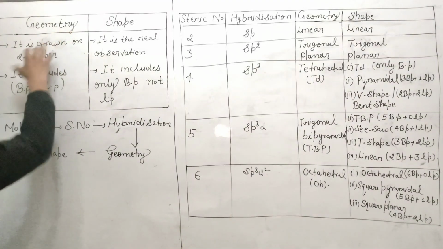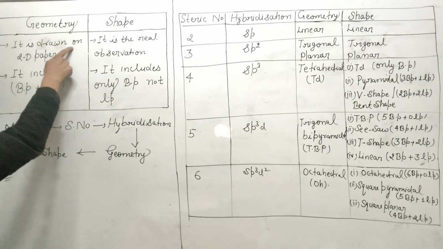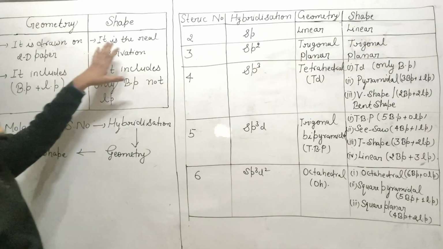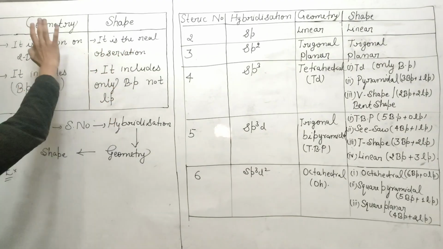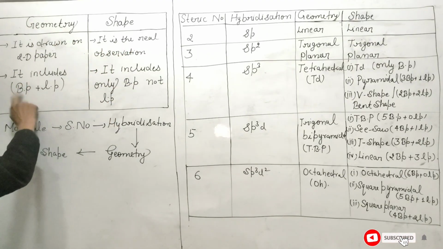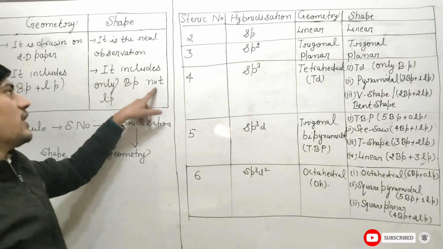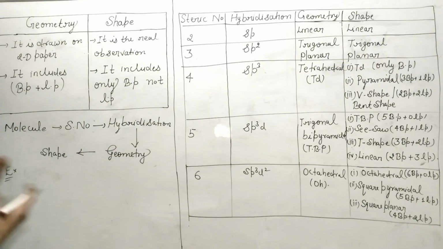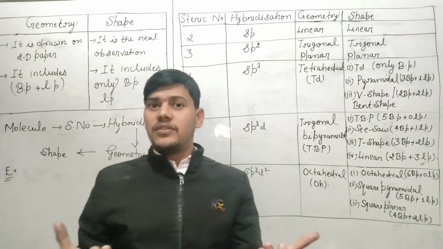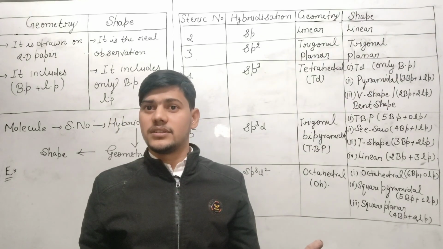The geometry is basically drawn on 2D paper, but the shape is the real observation. The geometry includes the bond pair plus lone pair, but the shape includes only the bond pair, not the lone pair. How can we differentiate between these two terms?